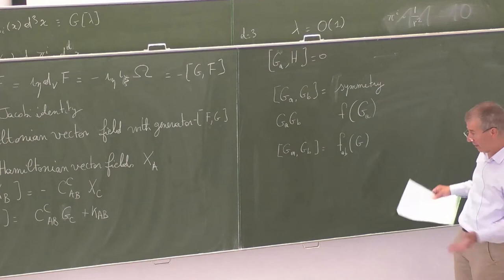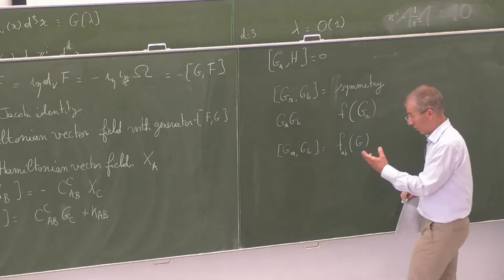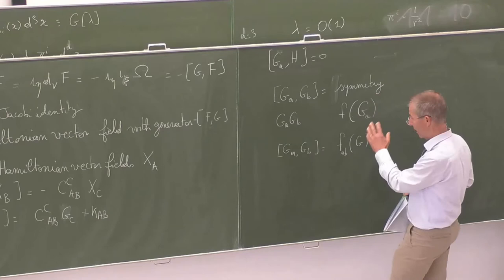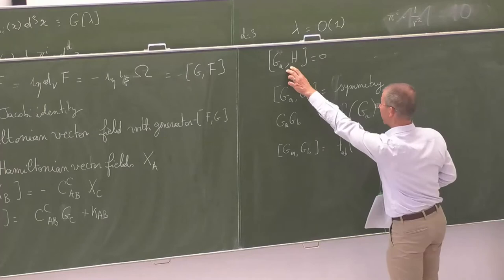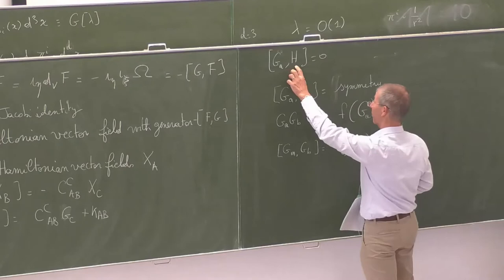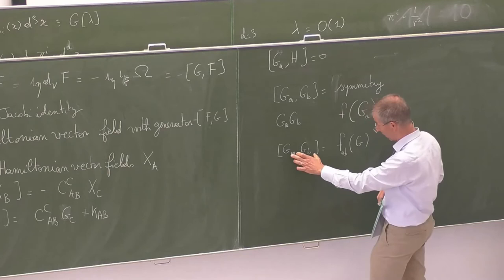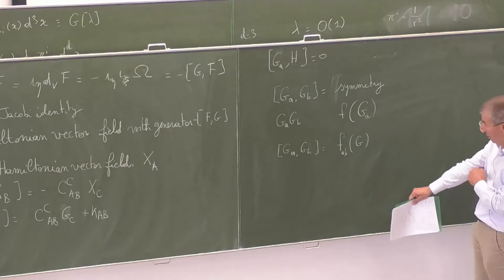But if you have a complete set, you will have the property that the bracket of two constants of the motion in the complete set is a function of the generators in the complete set. So I will call the G_A a complete set if any solution of the symmetry equation is a function of G. So any constant of the motion is a function of the given constants of the motion. And then I know that the bracket of two such generators of the complete set is a function of a generator in the complete set.